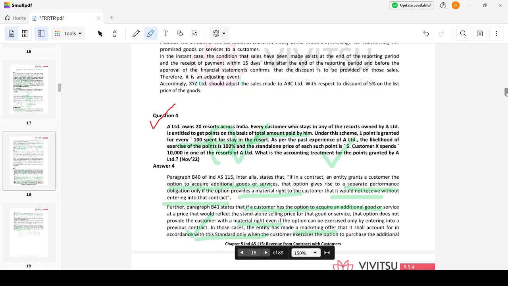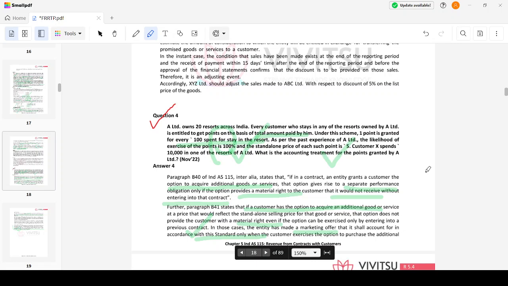My grant under the scheme. So there is a high likelihood that I will be exercising. If the standard teaches that this is just a marketing offer, you should not recognize it. But here it is granting a material right to the customer, so I'm going to recognize it as revenue.